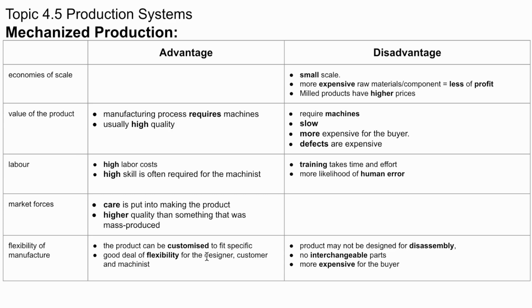Another advantage is in the flexibility of manufacturing. You can customize to fit specific situations, and there's a good deal of flexibility for the designer, customer, and machinist. A disadvantage might be that products may not be designed for disassembly. You may not have interchangeable parts, and so this can also mean that things are more expensive for the buyer.